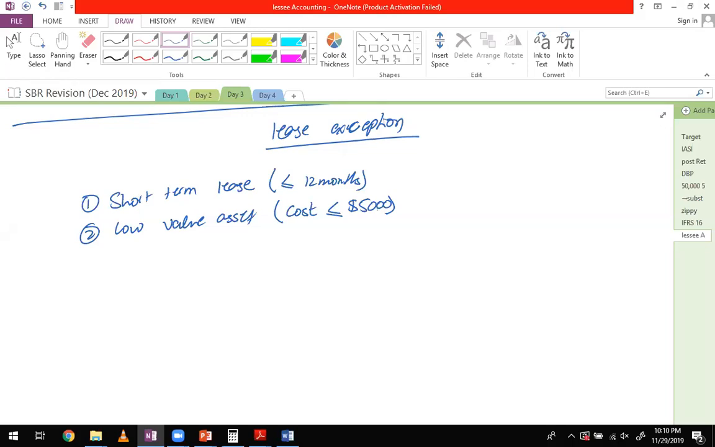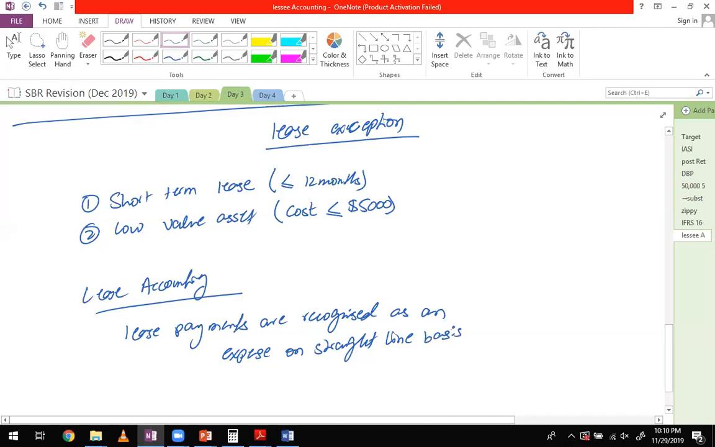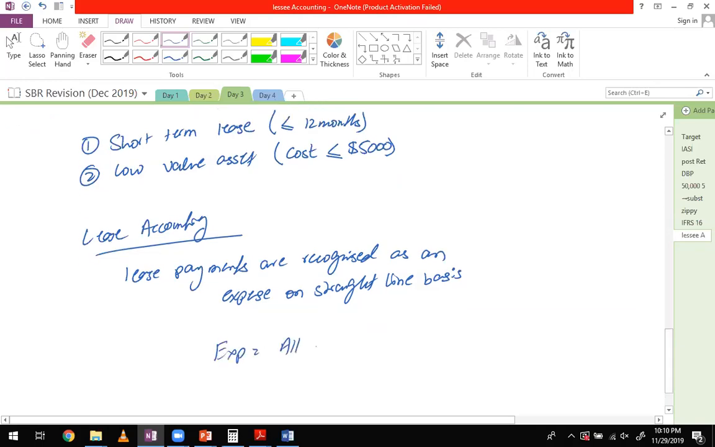Now, in these two cases, an alternate lease accounting is allowed. That is to simply recognize the lease payments as an expense on the straight line basis. So in case of lease exception, we simply recognize the expense on the straight line basis. Whatever the lease payments are, expense is equal to all lease payments divided by the lease term. So that's how we simply account for the lease exception.